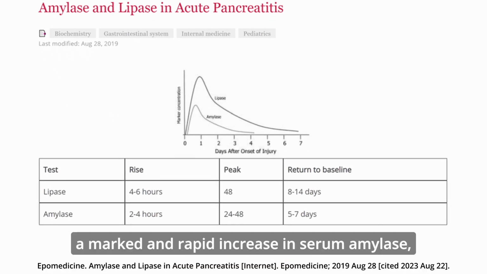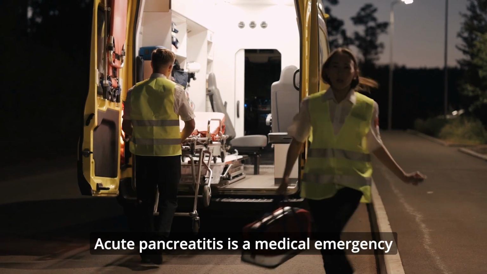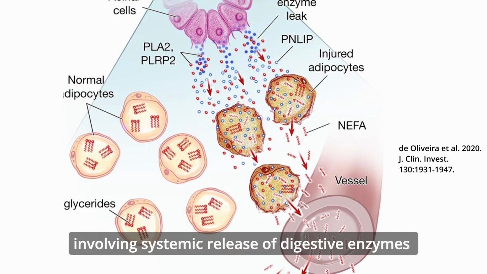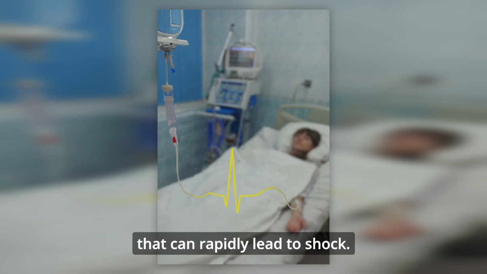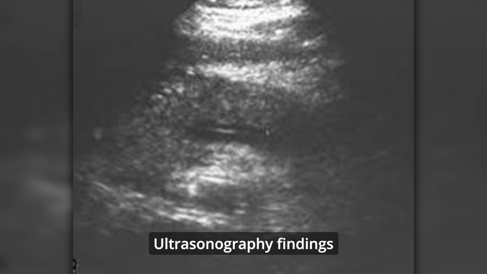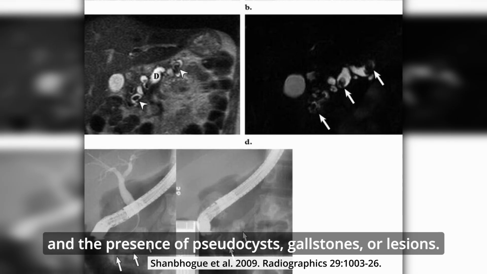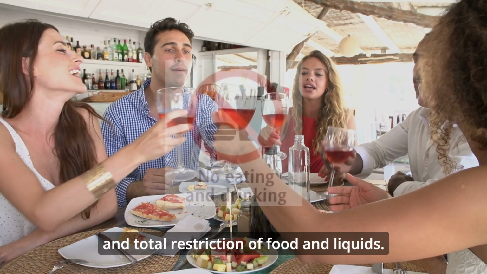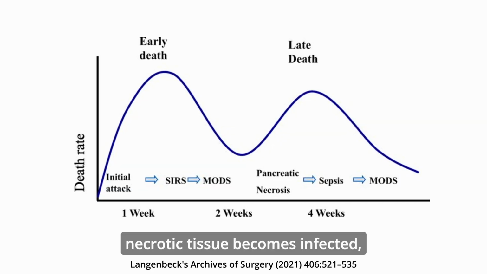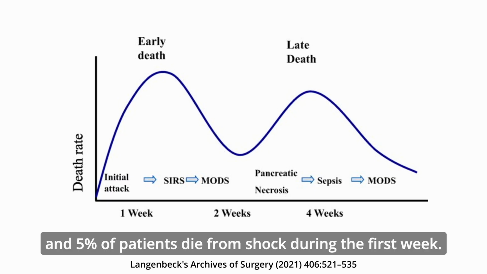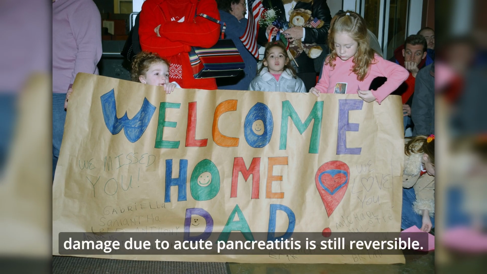Lab findings reveal a marked and rapid increase in serum amylase, followed by a slower increase in serum lipase levels. Acute pancreatitis is a medical emergency involving systemic release of digestive enzymes and activation of an intense inflammatory response that can rapidly lead to shock. Ultrasonography findings can include swelling, inflammation, calcification, and the presence of pseudocysts, gallstones, or lesions. Treatment involves supportive therapy and total restriction of food and liquids. Most patients recover, but in up to 60% of cases, necrotic tissue becomes infected, and 5% of patients die from shock during the first week. Nevertheless, in principle, damage due to acute pancreatitis is still reversible.